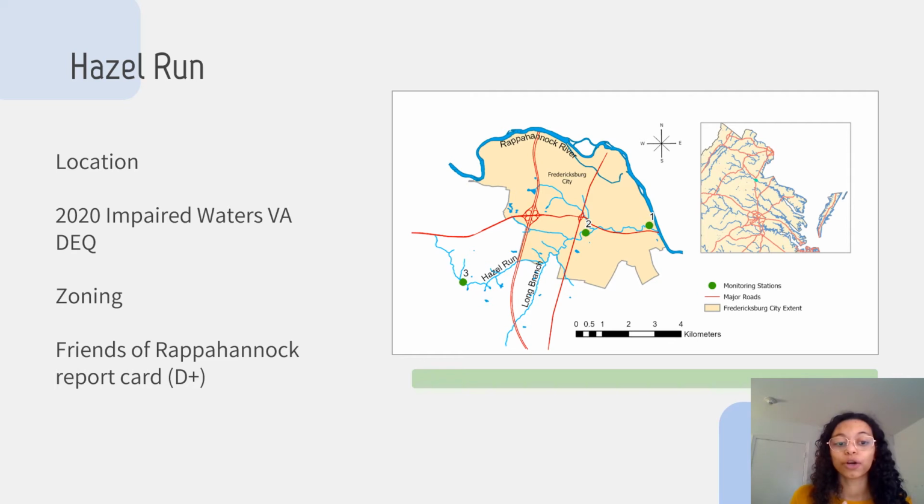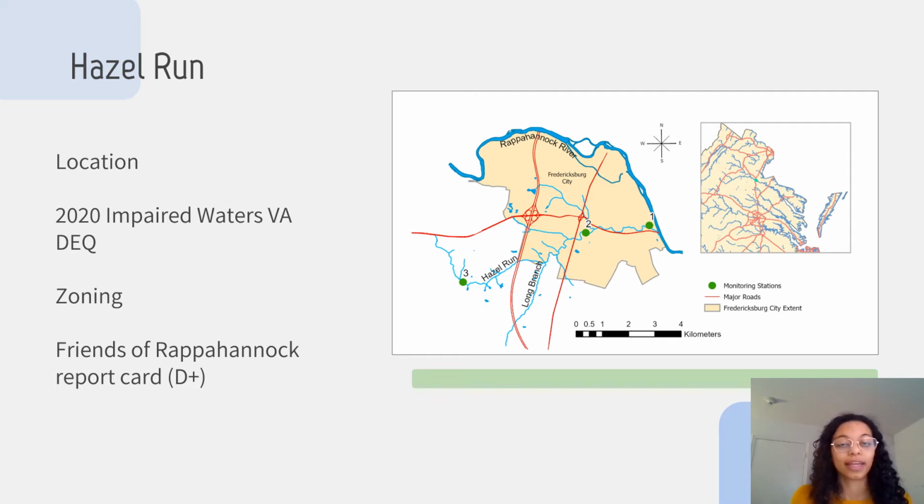It also goes through different zones, including downtown commercial Fredericksburg, residential zones, and highway zones, all of which have high amounts of impervious layers. It also has been experiencing high amounts of urbanization in recent years. Additionally, it's listed on the 2020 Impaired Waters list of the Virginia Department of Environmental Quality, and the Friends of the Rappahannock gave Hazel Run the worst grade out of all the tributaries to the Rappahannock, a D+.